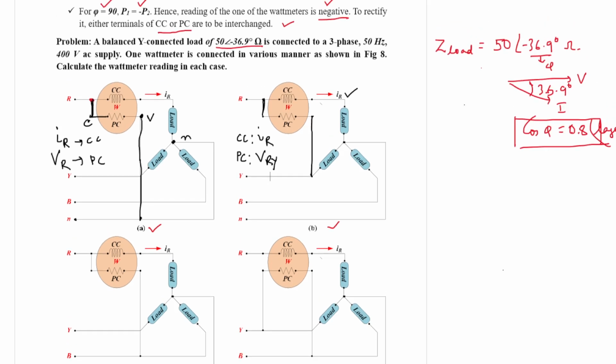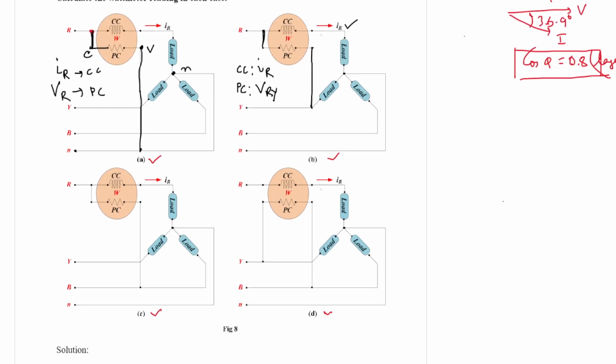Now for the third case, figure C, again the current coil connection is the same, which is measuring IR. However, this time the pressure coil is connected across the R and B terminals or R and B phases. So this is the C terminal and this terminal is V, going straight to the B terminal. So for sub figure C, the current coil measures the current IR and the potential coil measures the voltage VRB.